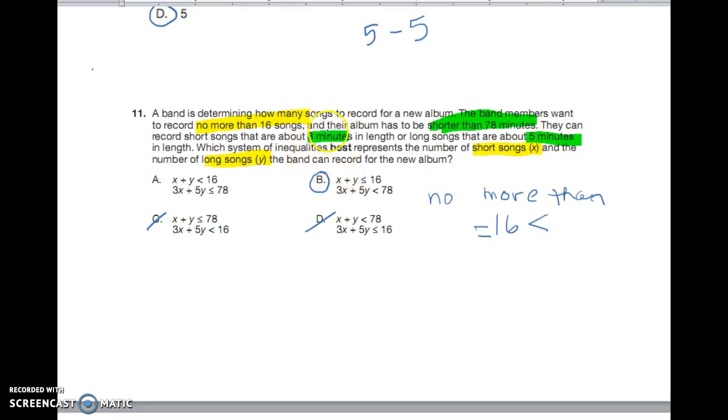And then if I wanted to verify that, their album has to be shorter than 78 minutes, so not equal to 78 minutes. Okay, so that verifies again that B is the correct answer for that one. A lot of words, highlight the important stuff, and hopefully things can come together.